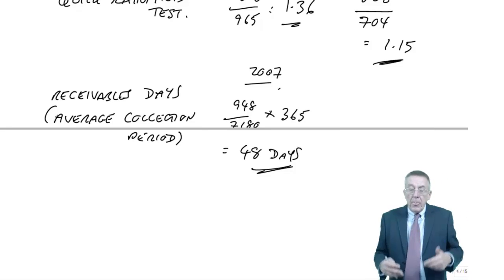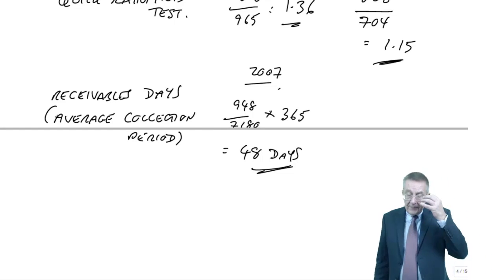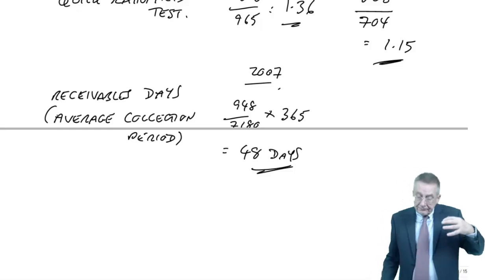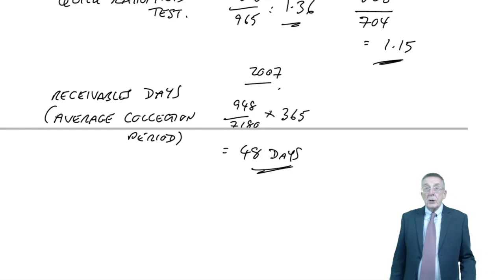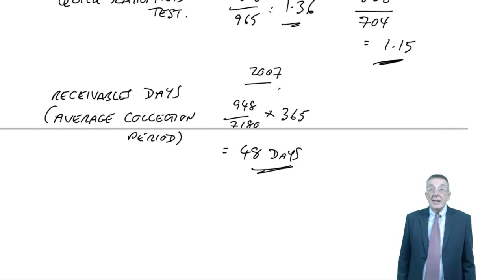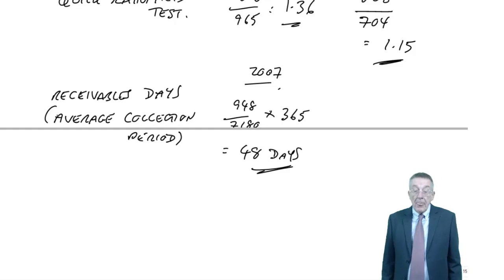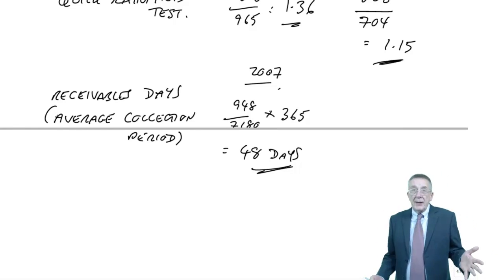But normally, all we've got available is the end of year figures. So it's receivables at the end of the year as a proportion of total revenue for the year. So it does appear it's taking us 48 days to collect the money in. And as always, you can't really say whether that's good or bad.